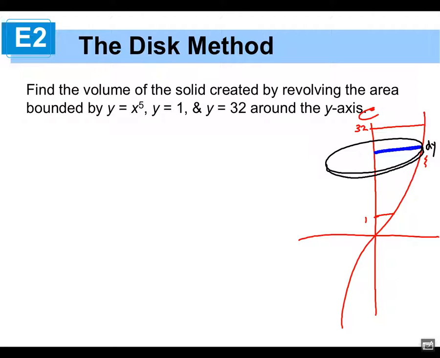Close, but we can't use x to the fifth. Isn't it y equals 32? It's the fifth root of y because we have to work in terms of y. Because our rectangle is horizontal, you just solve for y.